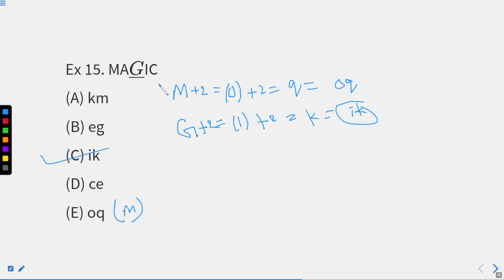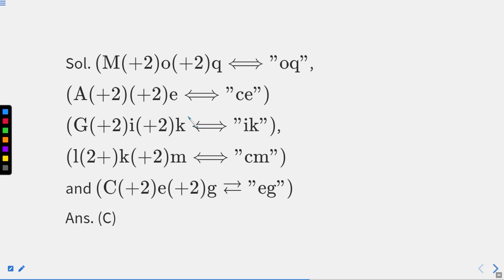I'll take another example of the same kind so that you'll have a good idea of how to tackle these questions. It is not always about adding 2 and adding 2 again. It may involve subtractions as well. But for the sake of ease, we'll review the answer. M plus 2, O plus 2, we are getting OQ, and for G plus 2, I plus 2, we are getting IK. So we are getting close to our answer.